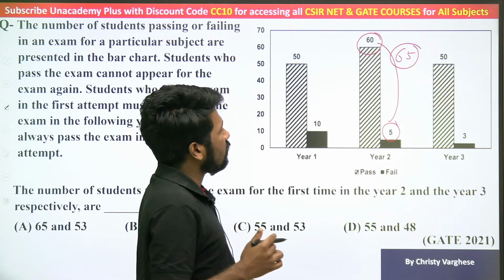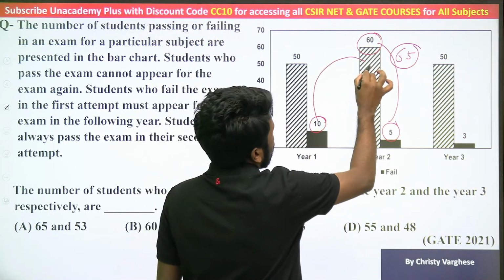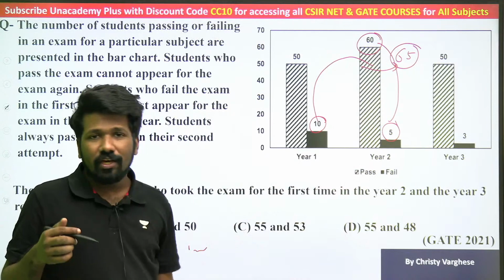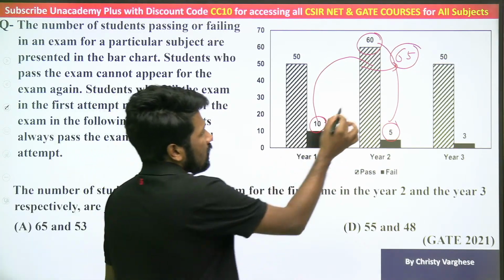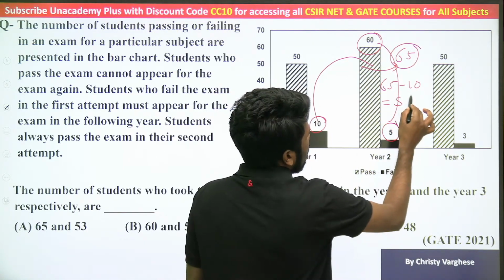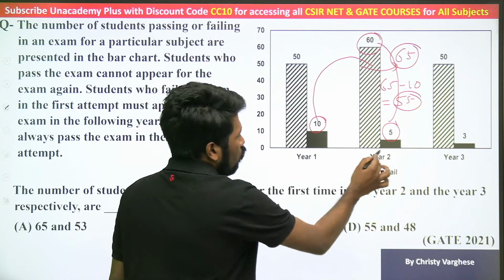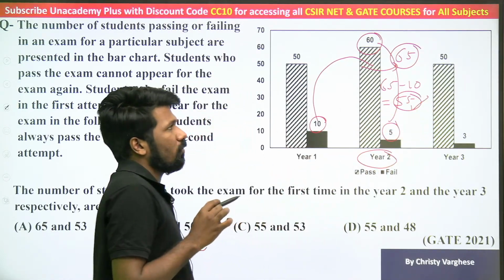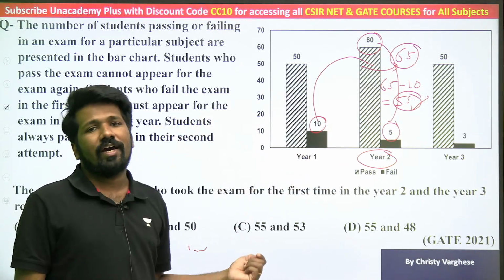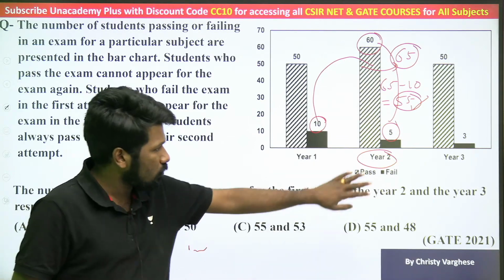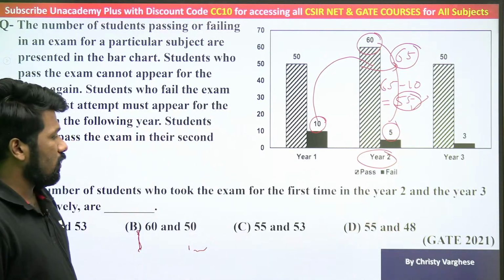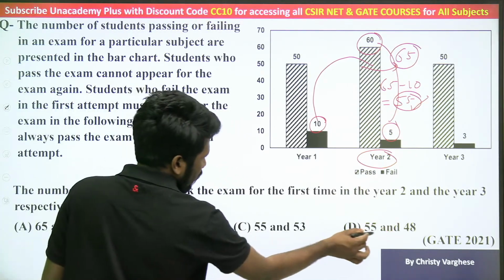Now, in the 65, 10 people are from the previous year, because all the people who failed from the previous year will come for writing the exam in year 2. So definitely in the 65, 10 students are old students. Remaining 55 are new students. So year 2 new students' number will be 55, because in year 2 total students appeared is 65, and in that 10 students are from year 1. So definitely 65 minus 10, 55 students are new students who took the exam for the first time in year 2. Year 2 first time appearing students is 55.